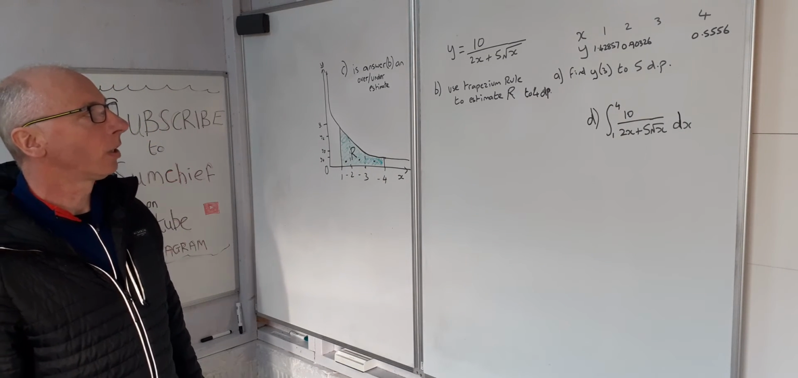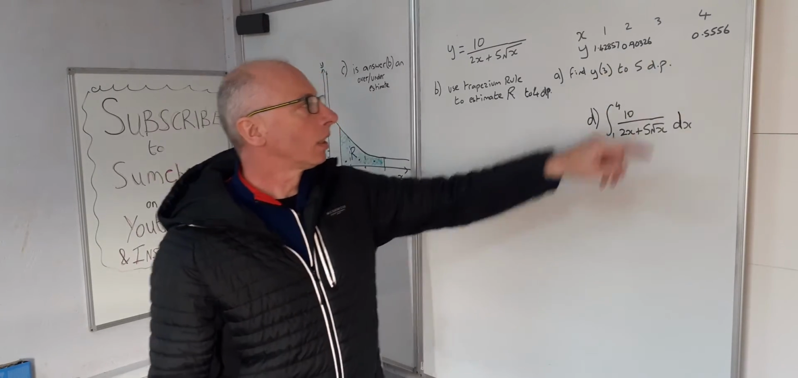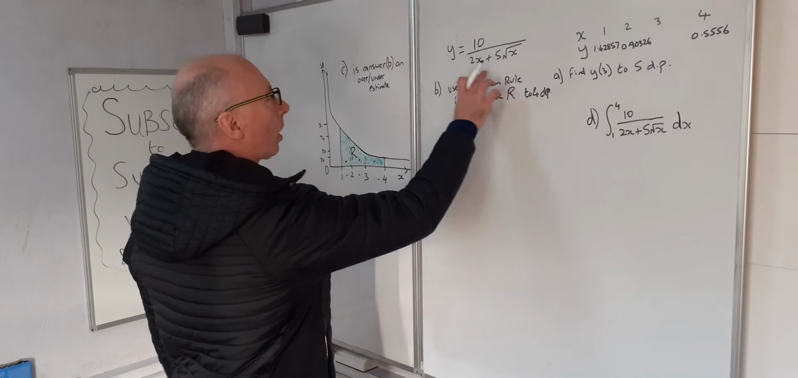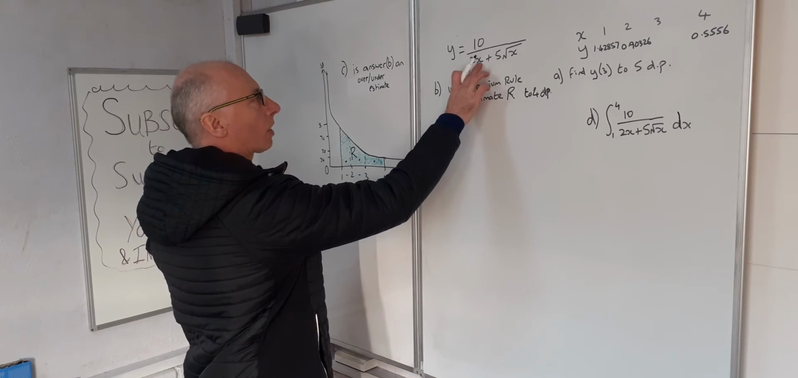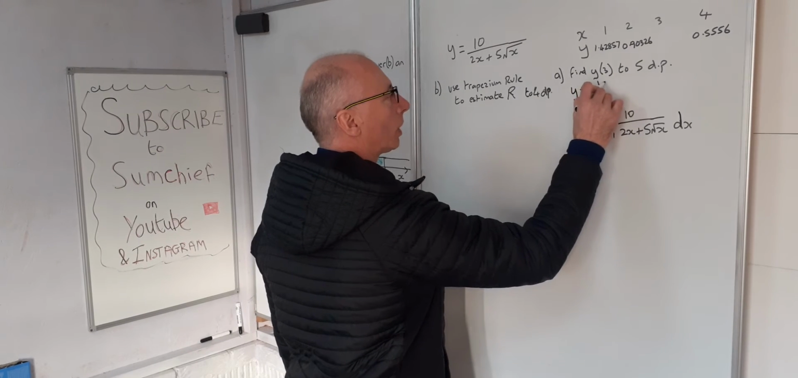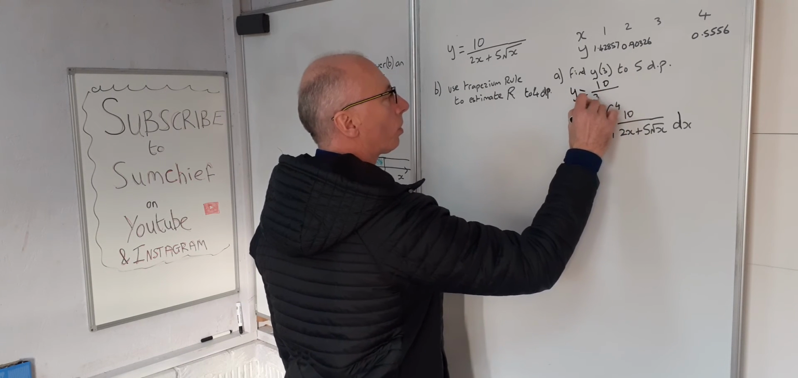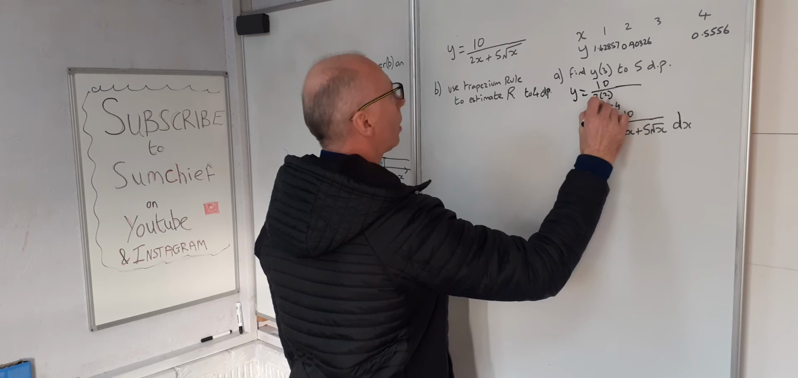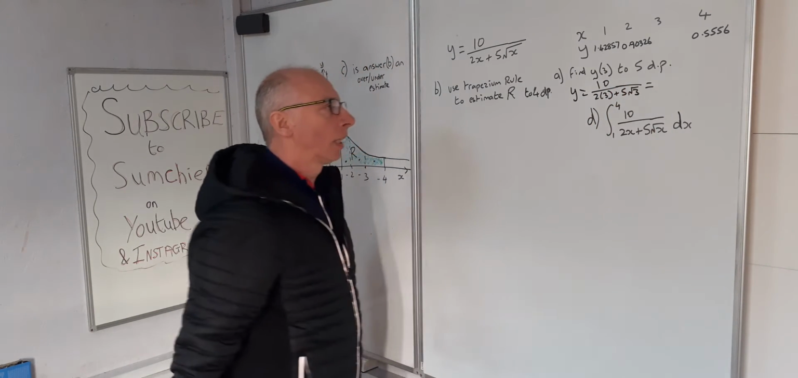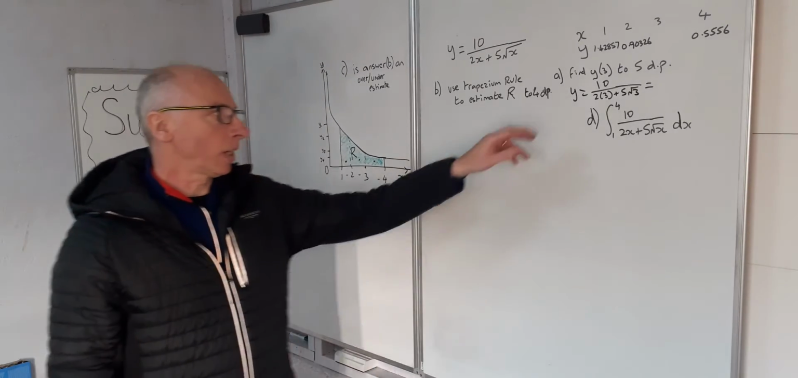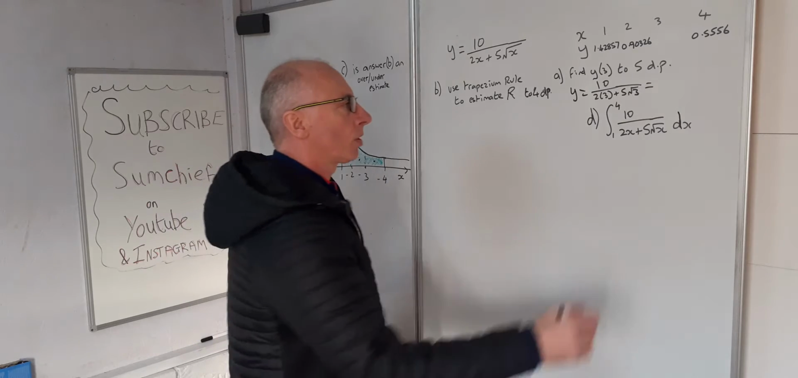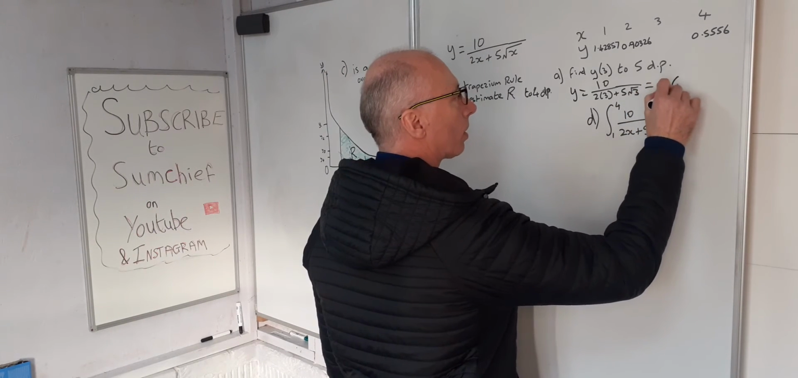So first of all, what's the value of y3? To do that, I'm just going to plug in an x value of 3 in here. So therefore y equals 10 over 2 times 3 plus 5 square root of 3. Okay, so 10 divided by 6 plus 5 root 3. So plug that into the calculator, we get 0.682116.